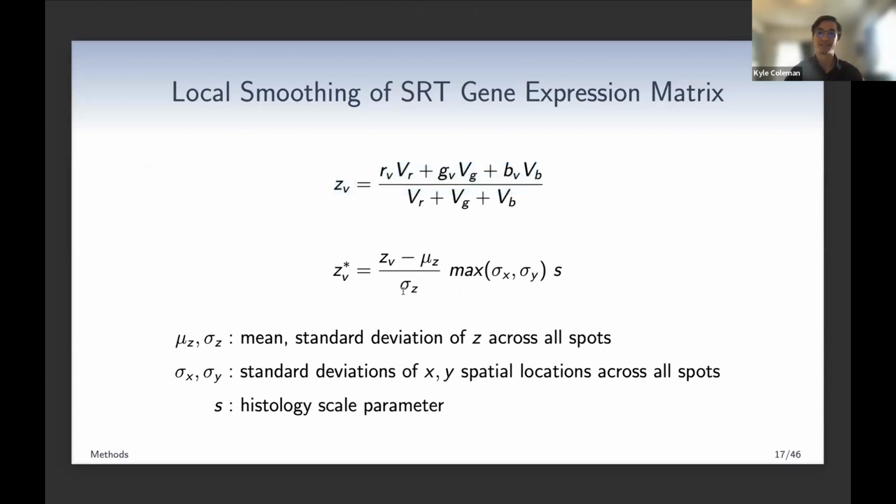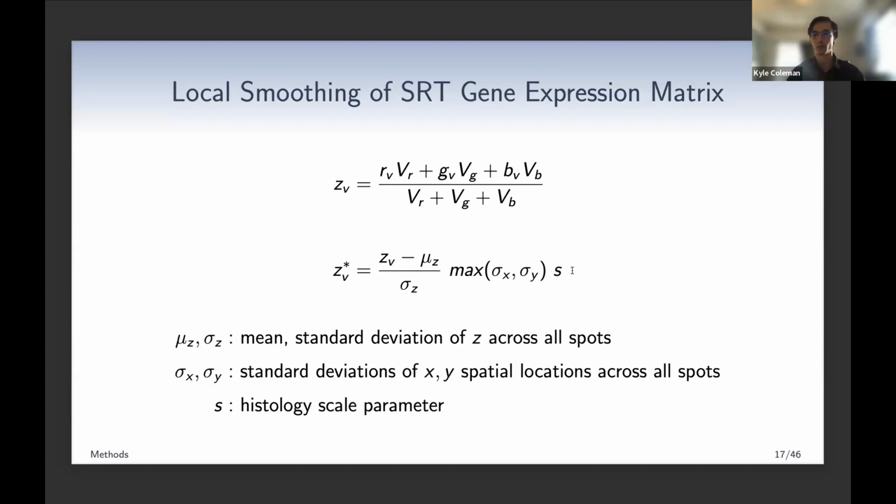But we also want to put this on the same scale as our x and y spatial coordinates so that when we actually do the local smoothing, the histology will have basically the same influence as the x and y spatial coordinates. So what we first do is a z-score normalization by subtracting off the mean and dividing by the standard deviation across all spots. We then multiply by the maximum of the standard deviation of our x and y spatial coordinates so that the standard deviation of our histology value is the same as the maximum of the x or y spatial coordinates. We then have this histology scale parameter s, which is by default set equal to 1, so that the influence given to histology is the same as the x and y spatial coordinates.